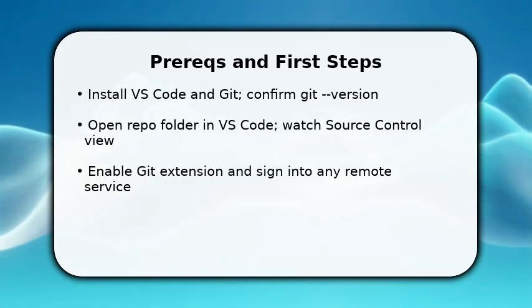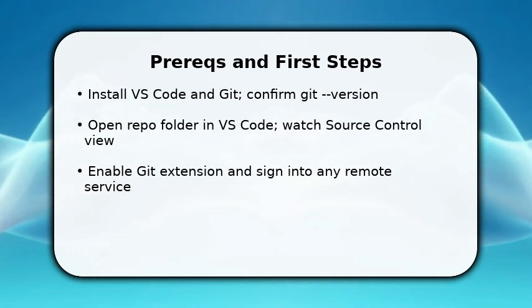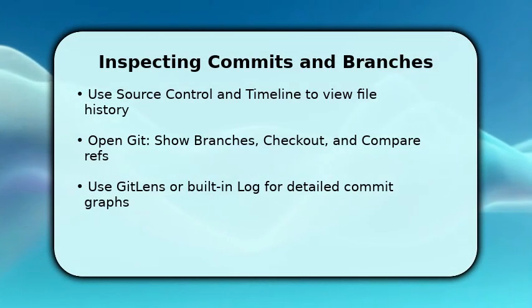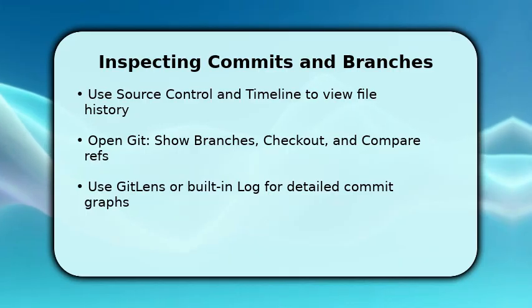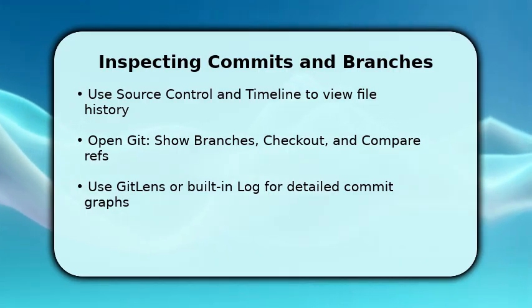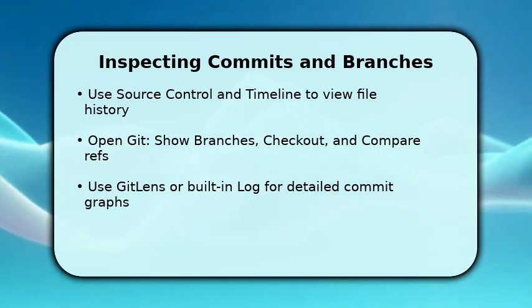Next, open the command palette to run Git commands visually and prepare to explore history. Now dig into commit history. Click a file and open its timeline to see commits affecting it. Once done, use the source control branch menu to list branches, check out a branch, or compare refs. Make sure to open the Git output pane for command feedback.